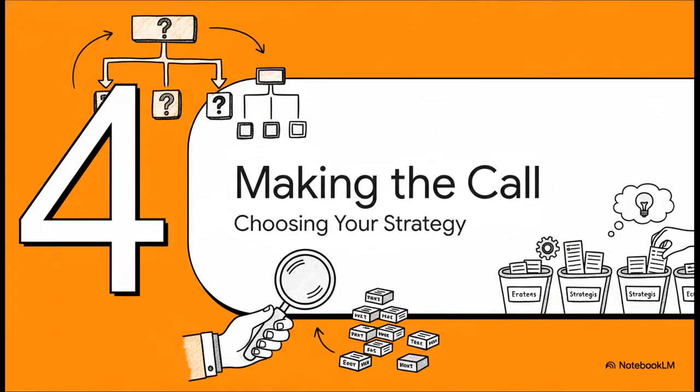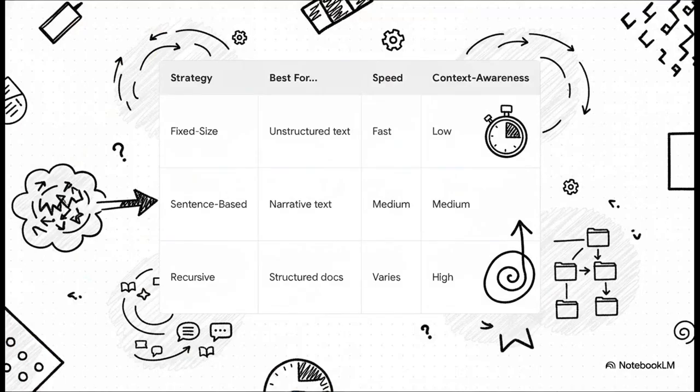All right, we've looked at three really distinct strategies. Now, for the most important part, how do you, as a developer, actually choose which one to start with? Here is your cheat sheet. If you just need raw speed or you're dealing with really messy, unstructured text, start with fixed size. If you're working with narrative content like articles or stories, go with sentence-based to keep that natural flow. And for any kind of structured document, think technical manuals, code, reports, recursive is your most powerful option for getting that high-level context awareness.